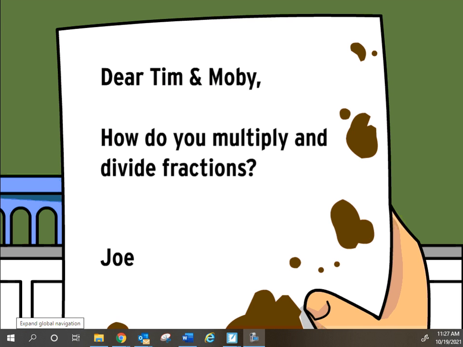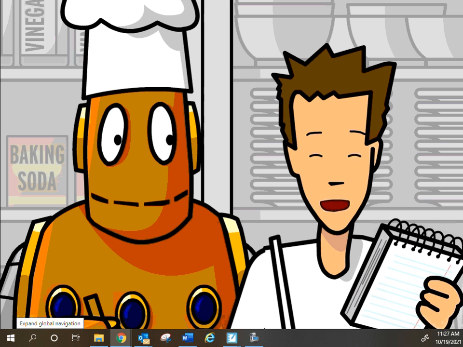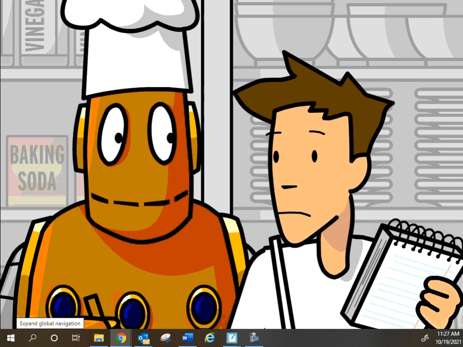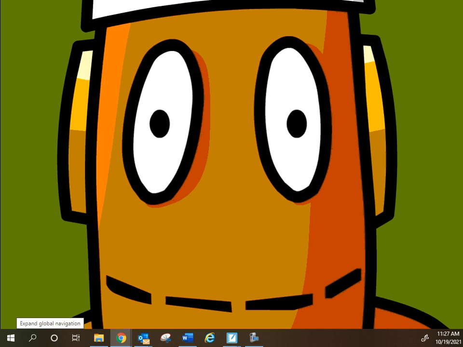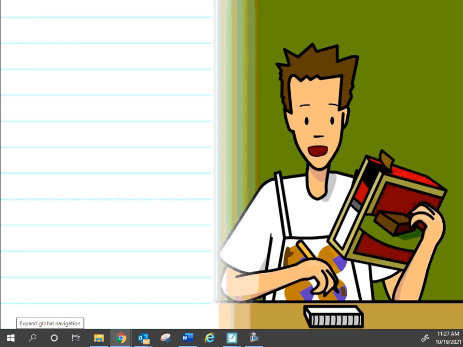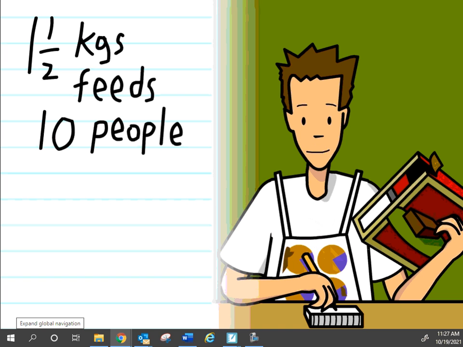Dear Tim and Moby, how do you multiply and divide fractions? From Joe. You're in luck, Joe. We're gonna have to multiply fractions to get through this brownie baking mess. Okay, we're baking for 40 people. Better not be as bad as it sounds. Well, 1 1/2 kilograms of brownie mix will make enough brownies for 10 people. So how many kilos of that mix will we need for 40?